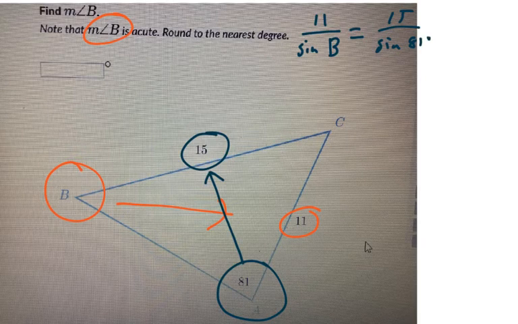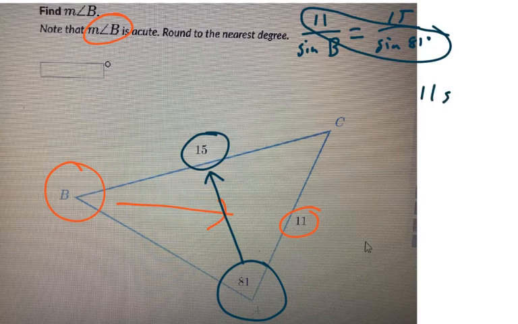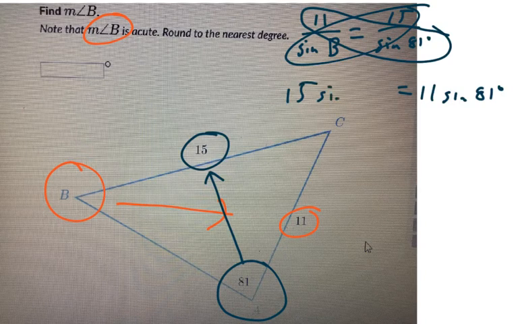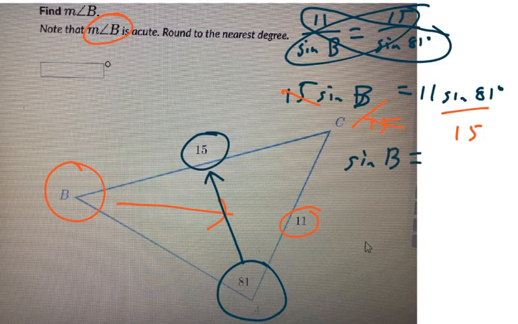Again, all you do is match up each side with the sine of its opposite angle. All right? And you get a proportion when you set it up, as I just did again. Now, cross multiplying, I got 11 times the sine of 81 degrees. That's going to equal 15 times the sine of B, big B, which means all I need to do is divide by 15, and I now have the sine of B.